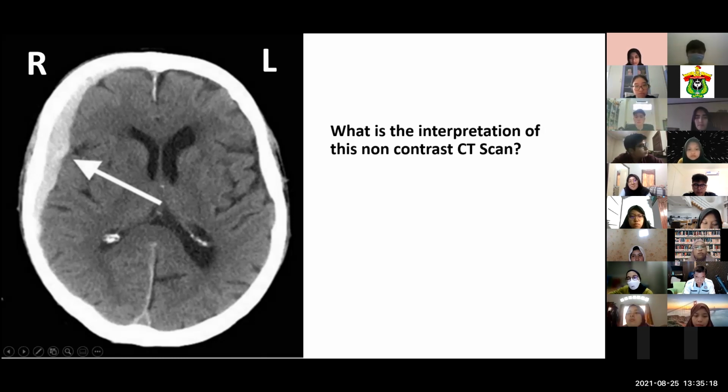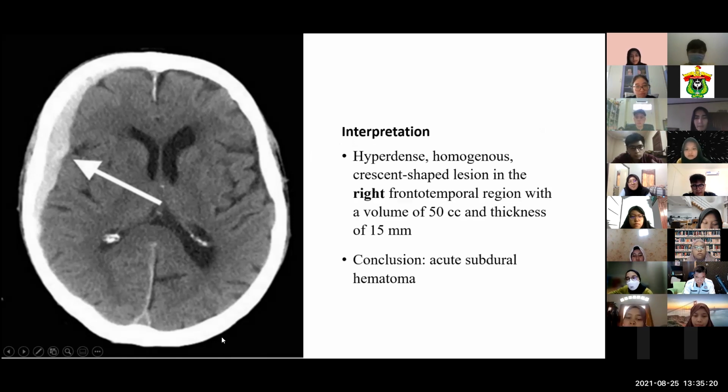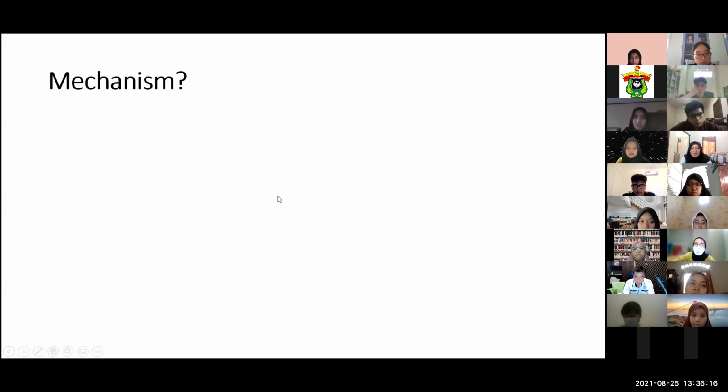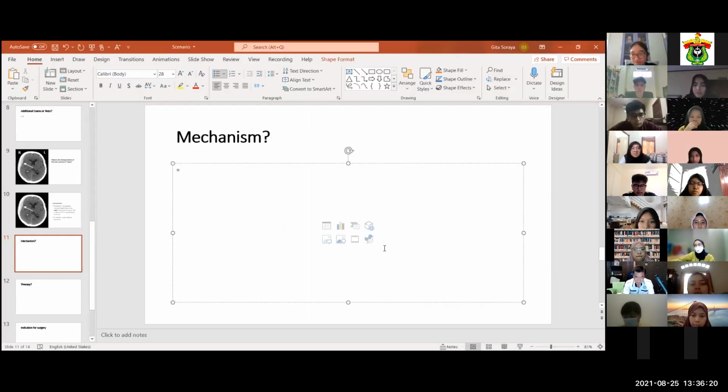Okay, so we conclude that your radiologist, Dr. Rizka Amalia, has returned the CT scan results and says that it's a hyperdense, homogeneous crescent-shaped lesion in the right frontotemporal region. And she's measured the volume for you. It's 50 cc's of blood with a thickness of 15 millimeters. And this is the conclusion from the radiologist. Does everybody agree? Well, now let's talk about the mechanism. What do you think happened?